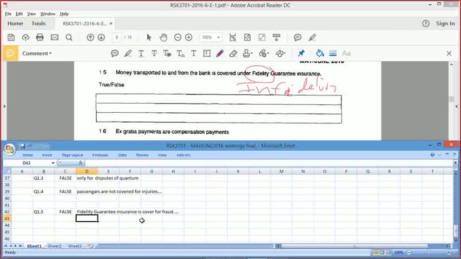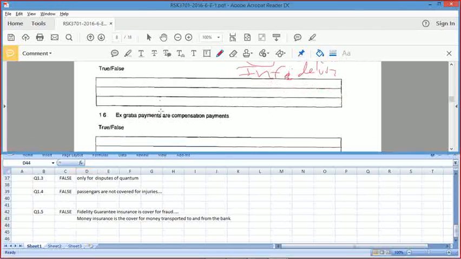Money transported to and from the bank. That's money insurance. Let's double check. Yes, money insurance, at the insured's premises or being transferred. So you can decide how you want to motivate this. Money insurance is the cover for money transported to and from the bank. Perfect. So two options there in terms of correcting it.